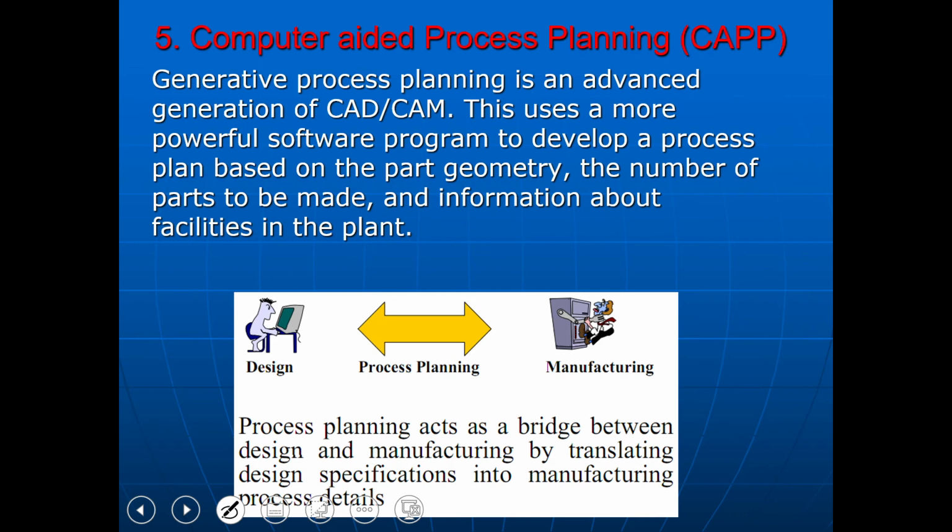It has information on the part geometry, the size and the quantity, and the number of parts to be made, because the number of parts relates to the material that will be ordered, and the information on the manpower that will be planned for production, then the information about facilities in the plant. So this is the information we have about what models this facility can produce. All this information is stored inside the computer for process planning.